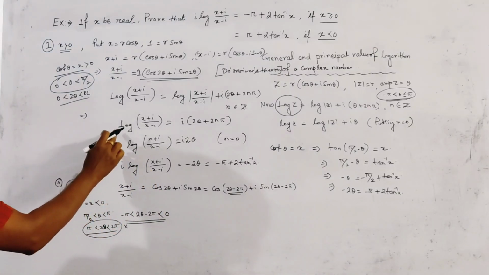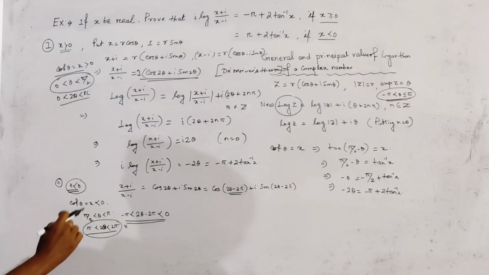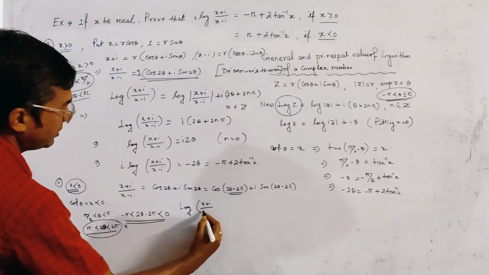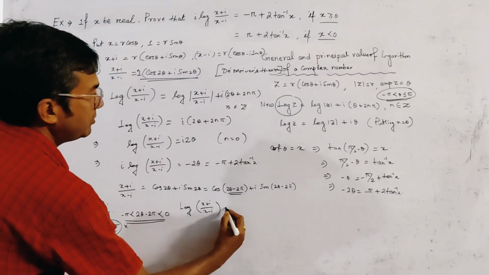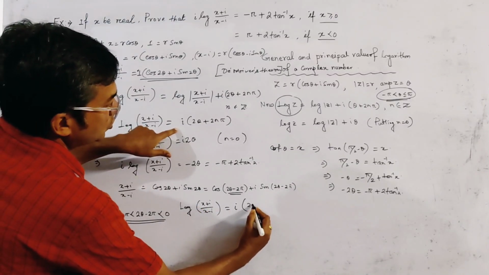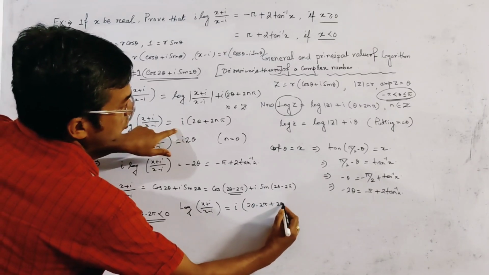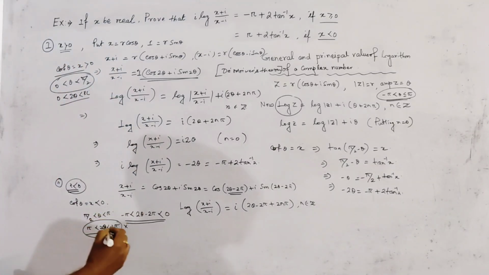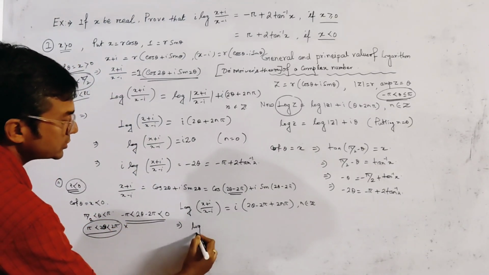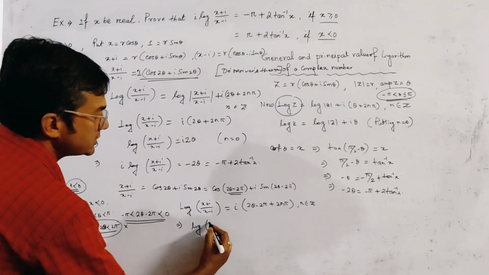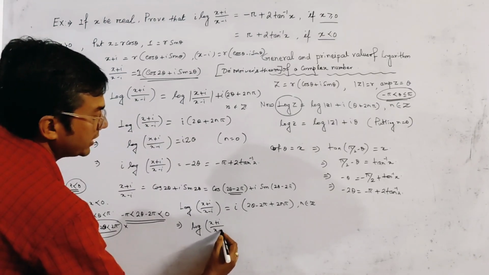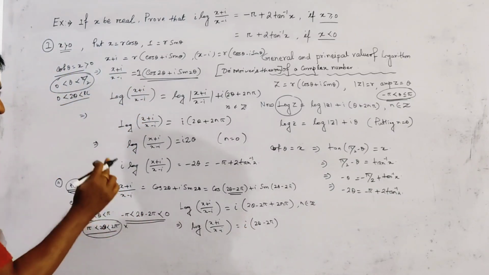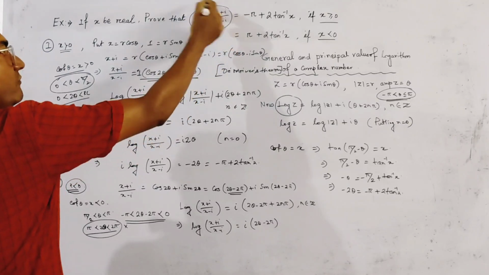Similarly, if we write capital Log of (x + i)/(x − i), the result is given by i(2θ − 2π + 2nπ), where n belongs to Z, the set of integers. From this we write the principal value of this logarithm: Log((x + i)/(x − i)) is equal to i(2θ − 2π), and we get our required value.